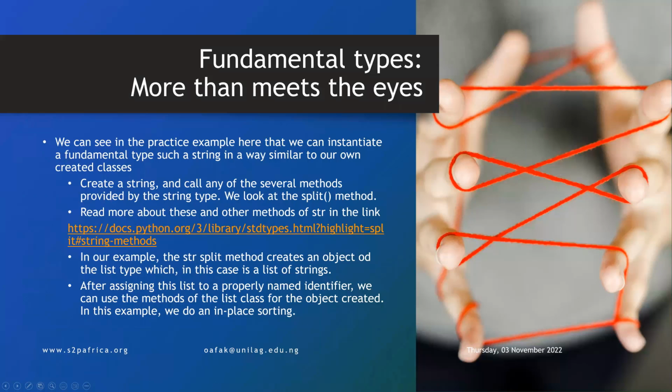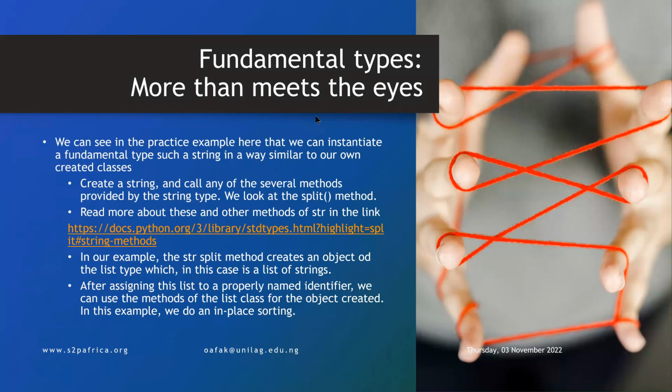You'll be surprised what you can do with them, and you will not know until you try. In our example, the string split method creates an object of the list type, in which case it's a list of strings. After assigning this list to a properly named identifier, we can use the methods of the list class for the object created. In this example, we do an in-place sorting.